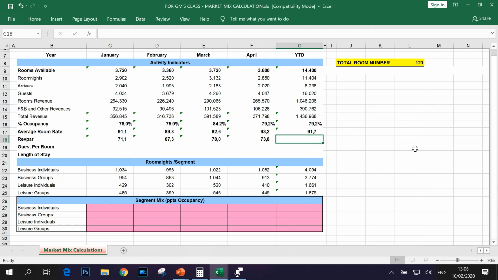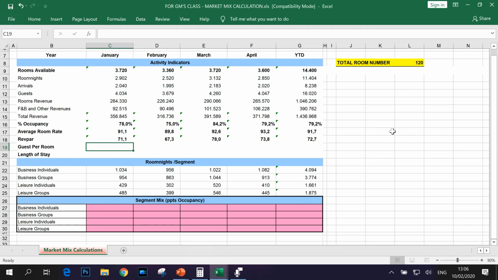So finally, our YTD RevPAR can be calculated by putting room revenue total divided by available room number, which is 14,400. That is our RevPAR so far this year.